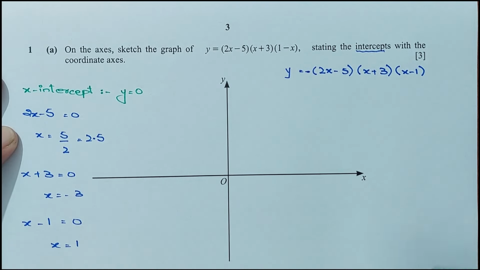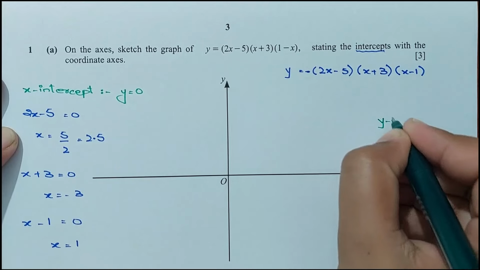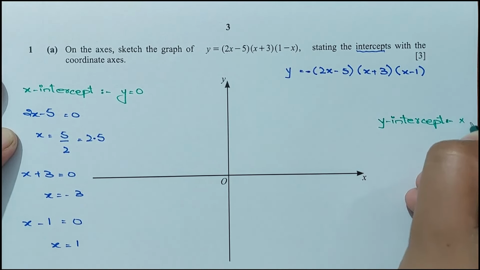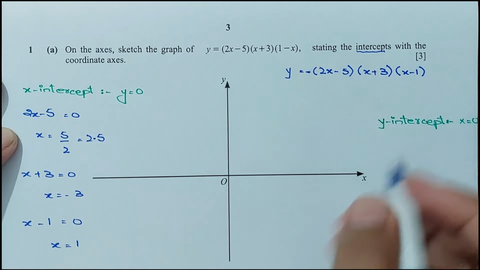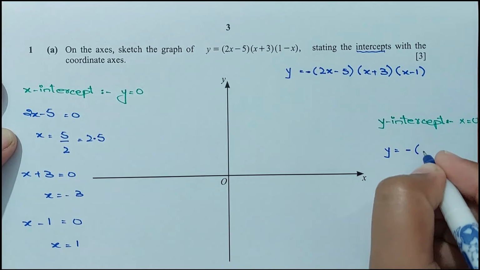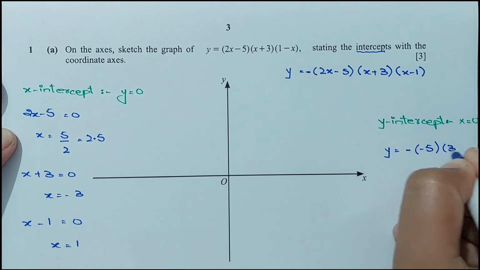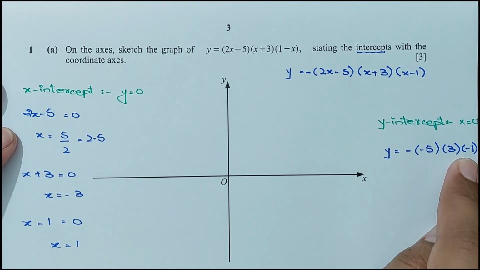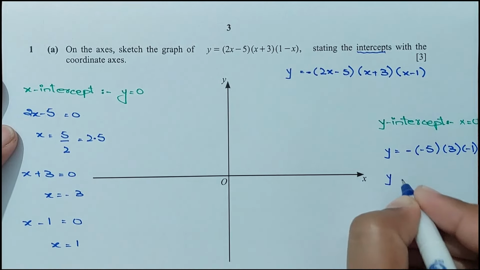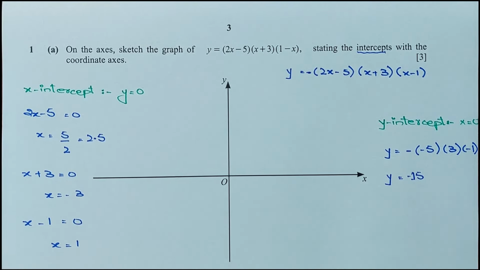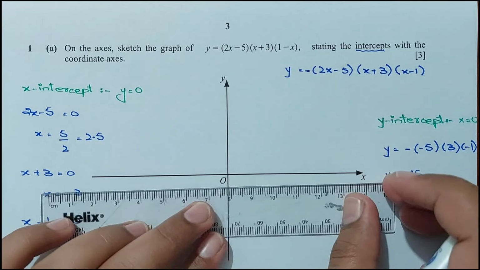Let me work on the y-intercept. For the y-intercept, you have to put the variable x equals 0 and solve for y. So y equals, with x being 0, the negative is outside, minus 5 plus 3 and minus 1. Negative times negative is positive, and this is negative, and 3 times 5 is 15, so negative 15 is my y-intercept.